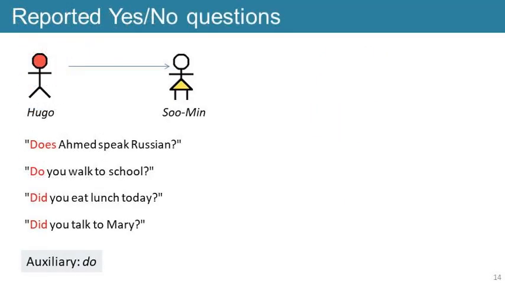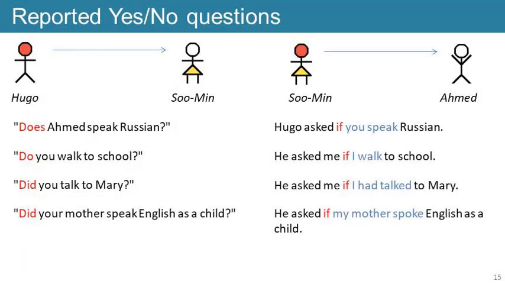Let's start with yes-no questions and look at 4 examples which use the auxiliary to do. Hugo asks Sumin, does Ahmed speak Russian? Do you walk to school? Did you eat lunch today? Did you talk to Mary? The reported speech sentence simply replaces the auxiliary do in the direct speech question with if. This creates the normal subject-verb word order in statements.